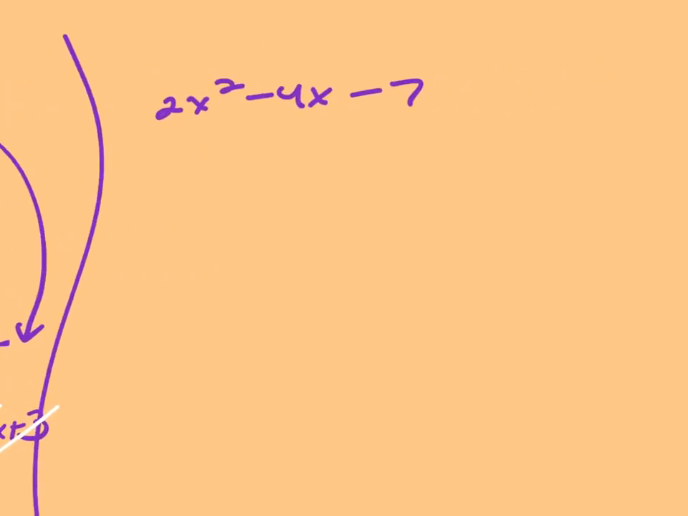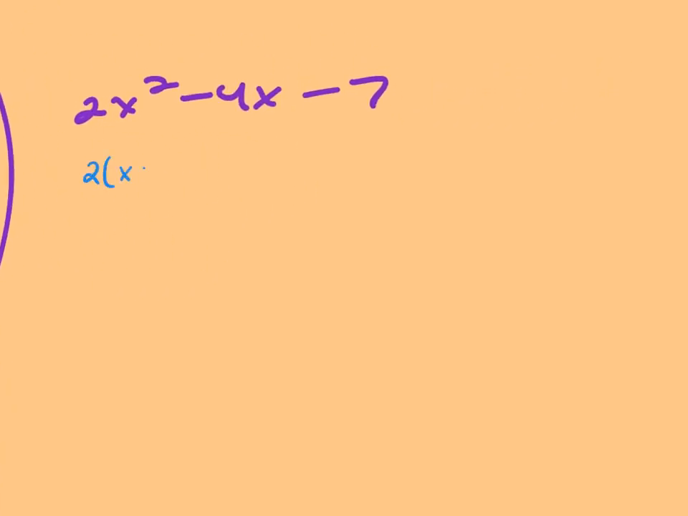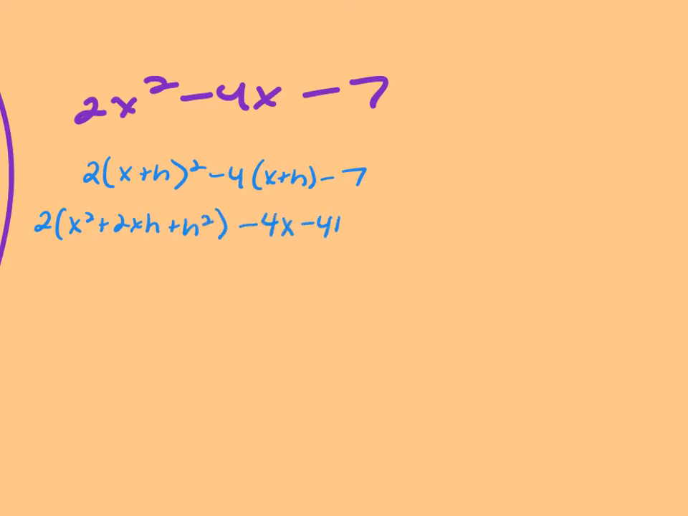Now repeat that for the other version. 2 times x plus h squared minus 4 times x plus h minus 7. Expand and FOIL this one, and I got that. Distribute the negative 4.